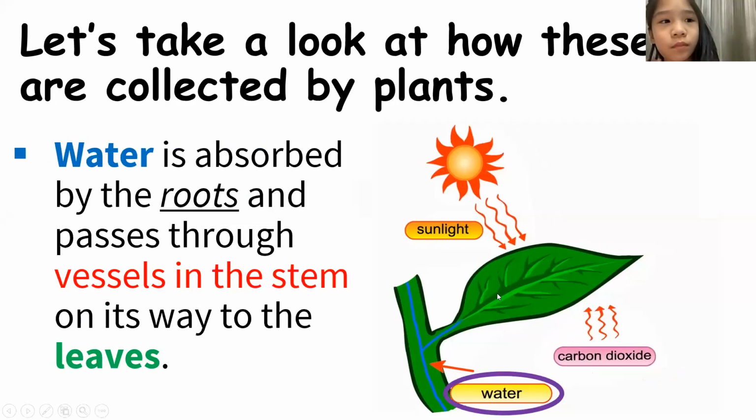Next, we have here water. The first is carbon dioxide, the second is water. Water is absorbed by the roots. The water absorbed by the roots passes through vessels in the stem on its way to the leaves. Okay, from the roots, to the stem, and to the leaves. That's the process of the water.